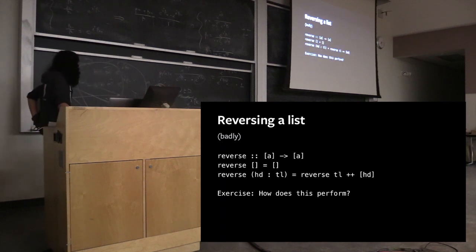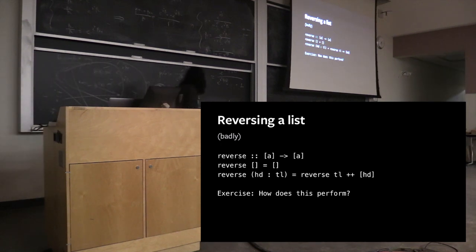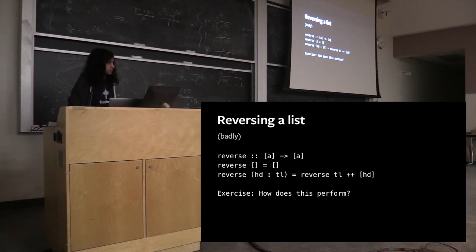So here's an example of how that can go really badly. Let's say we want to reverse a list, right? Reversing an empty list, you just get an empty list. And if you want to reverse a list that's made up of your first element and the rest of your list, you can reverse the rest of your list, the tail, and then at the end of it, you can reattach the head. So the question is, how does this perform?